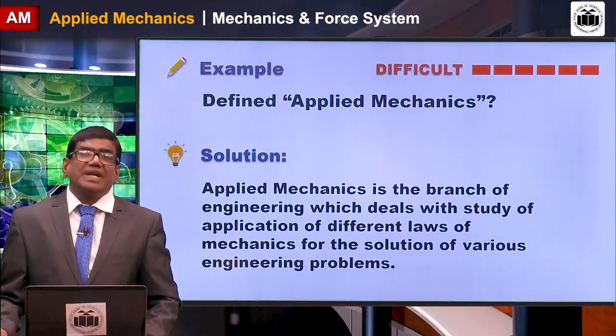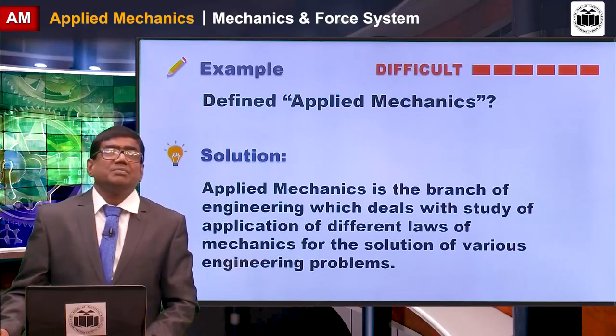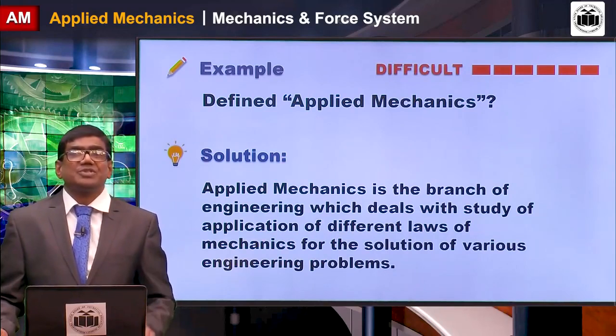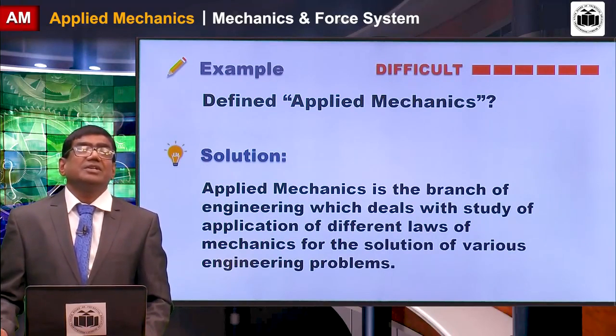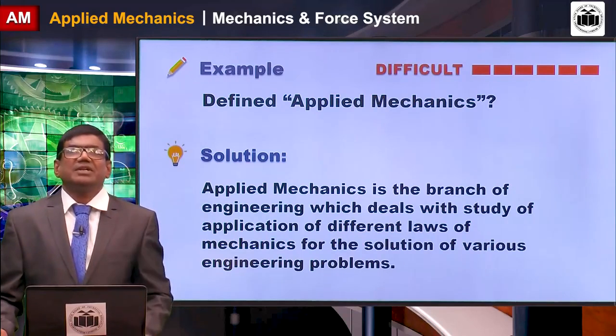Here you have to write the definition of applied mechanics. What happens? Students make mistakes. They may write only study of bodies, or they may write study of forces, or they may write the study of motion. So instead of writing in a discrete manner, you have to write a proper definition given in our solution.